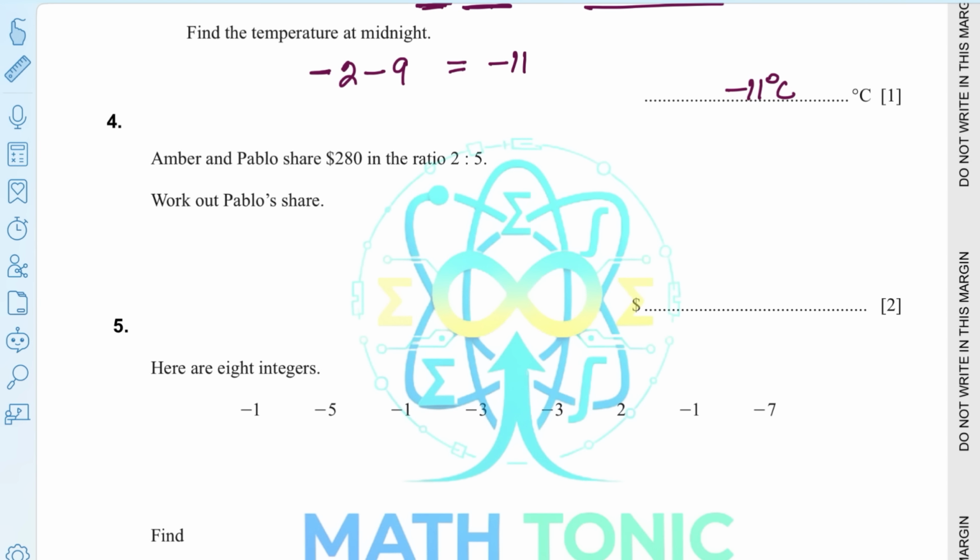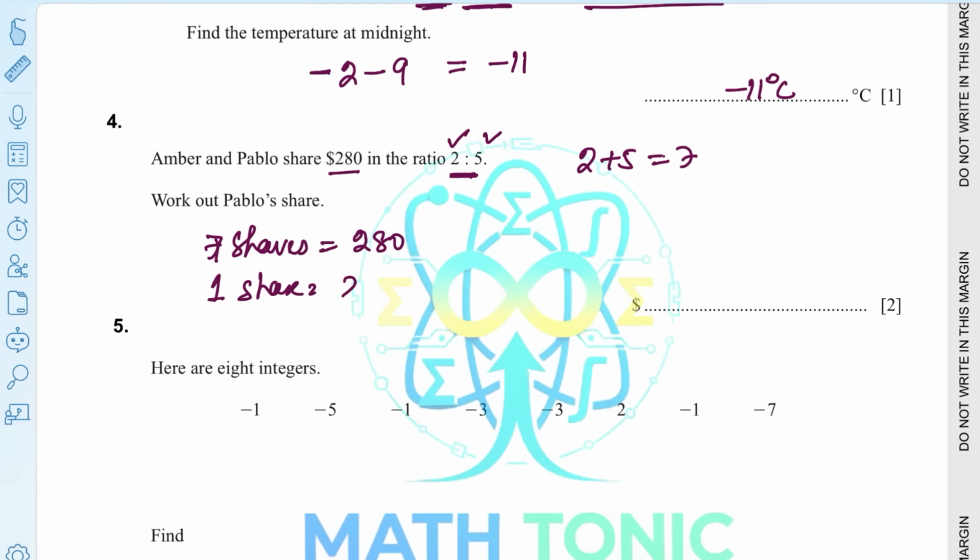Question number 4 is given. Amber and Pablo share $280 in the ratio of 2:5. Find Pablo's share, right? Now, this 2:5 means if I say 2 plus 5, in total we have how many shares? 7 shares. So if 7 shares' value equals 280, then to find 1 share, that equals 280 over 7, so it will be $40, right?